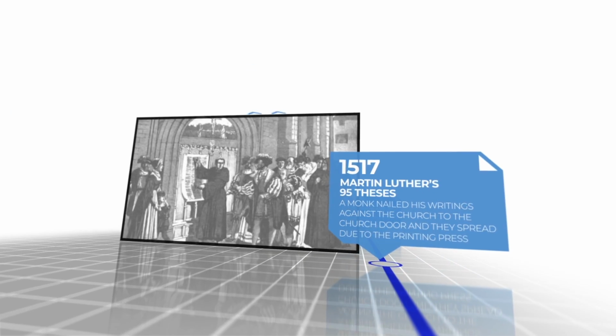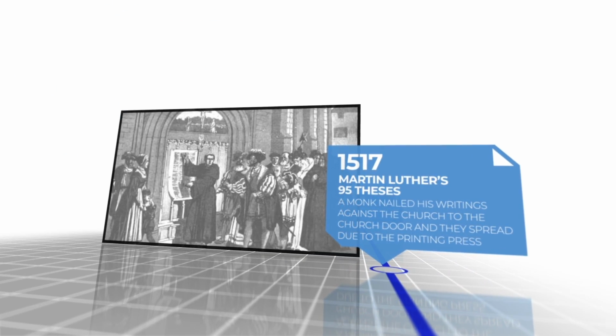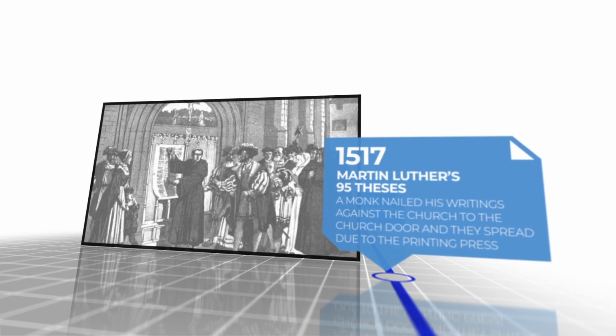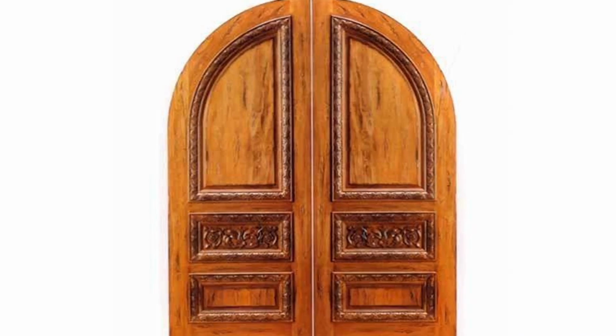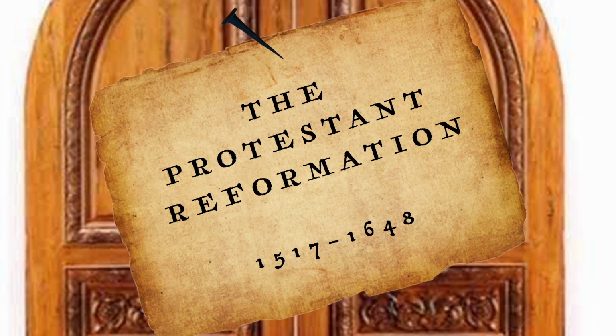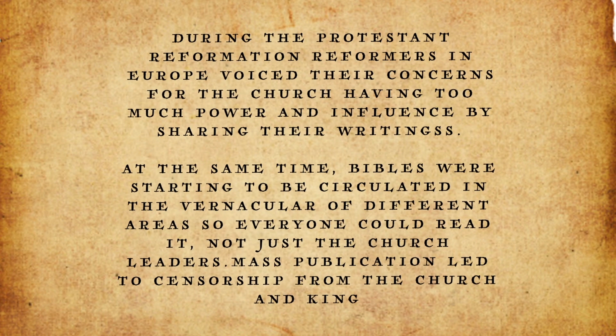Real problems started between the church and the people in 1517, when Martin Luther nailed his 95 Theses about reforming the church for having too much power. Thanks to the Gutenberg press, Martin Luther was able to easily spread his ideas and led others to see the Bible in their own vernacular, causing their own opinions to form, although the church and king fought back with censorship.